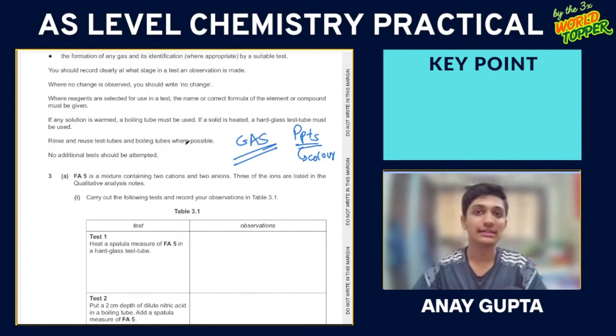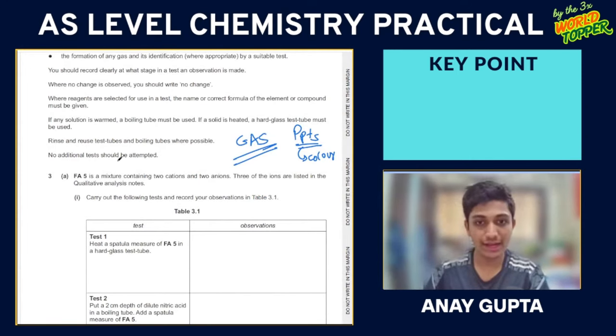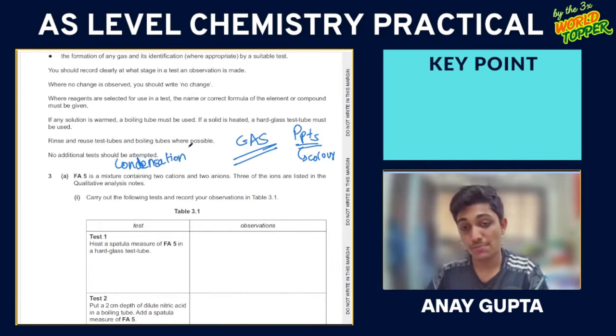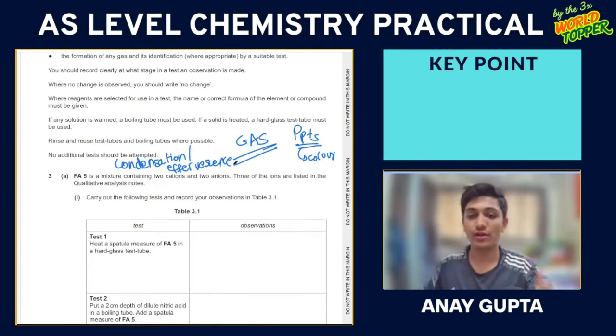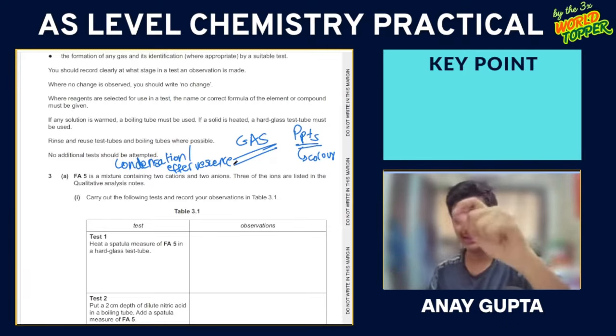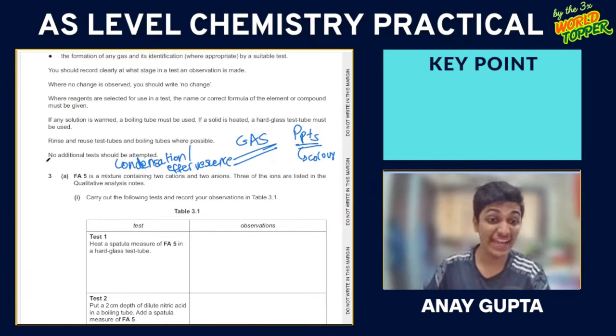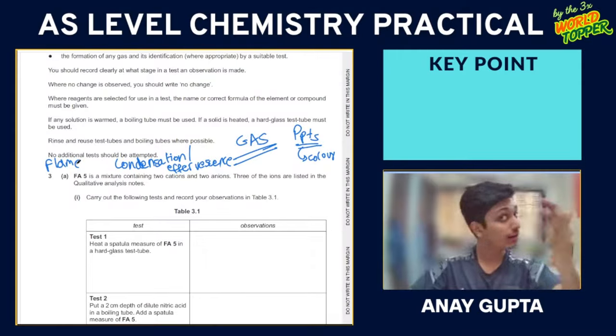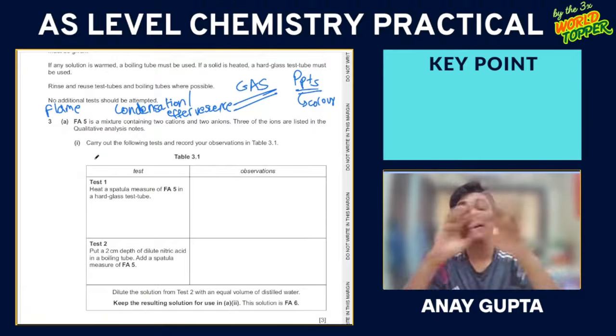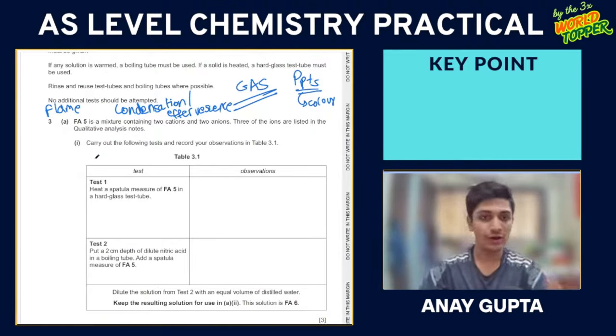If you see something like condensation, that is also sometimes a point, or effervescence, just bubbling or fizzing. Whatever you see, however small it might be, please write that. Don't only think that I just need to write about the color change and I will score my marks. No, every little thing counts. If you see a flame, if you're heating a metal and the flame turns color, write about the flame test. Whatever you see, please write that in your answer.